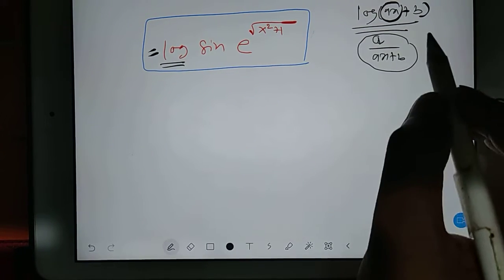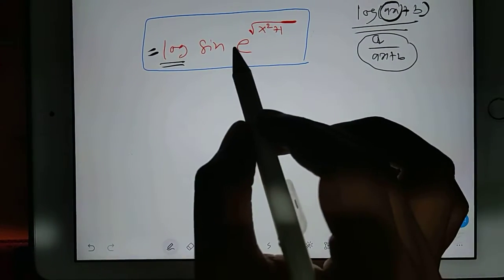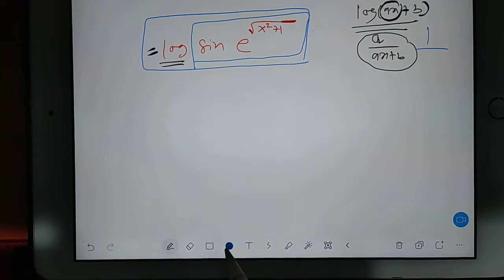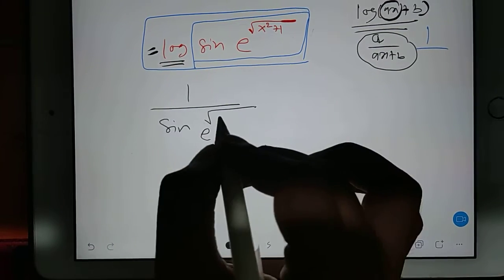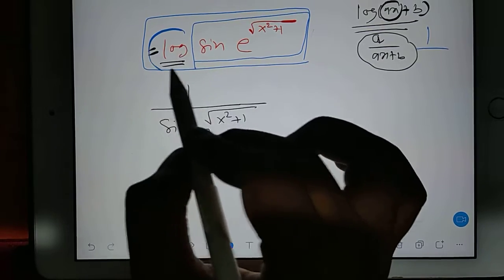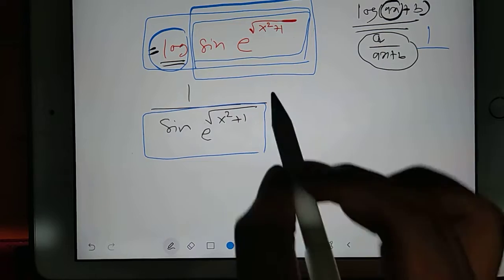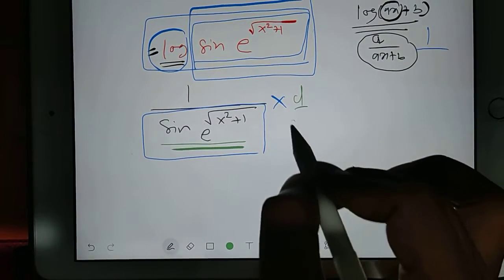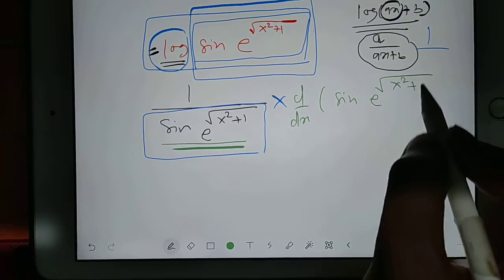So this will be your answer. Currently, my point is, whatever is in front of log, everything will go as 1 by sine e power under root x square plus 1. Now, after log, whatever was present, that came here. So multiply and differentiate this again. It means we are going to differentiate sine e power under root x square plus 1.